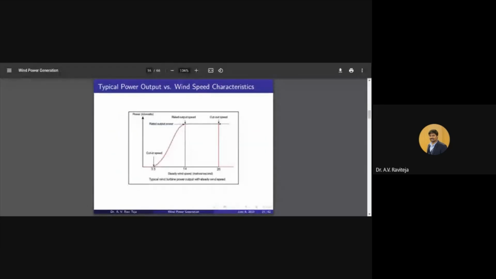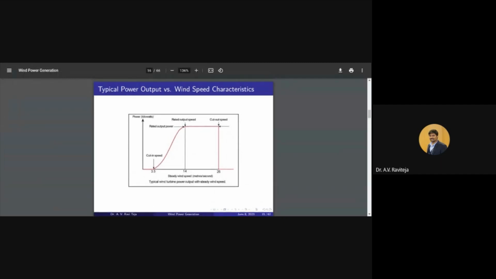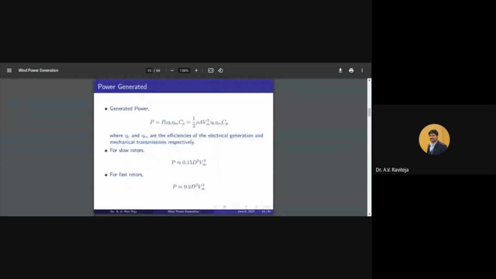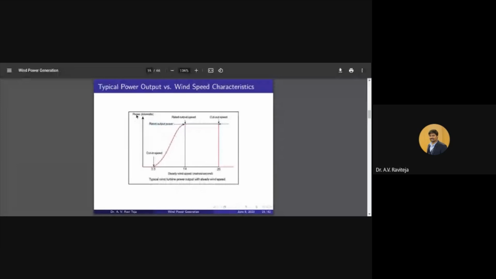So this will be the typical power output versus wind speed characteristic. After all the design, what are the things that we are interested in? The first thing is the input, which is the wind speed, and the output is the generated power. That formula we have just seen. If we see the generated output power versus wind speed characteristic for a typical wind power generation system that we have studied, it will look typically like this. The numbers will differ from system to system, but the shape of the curve will typically look like this.